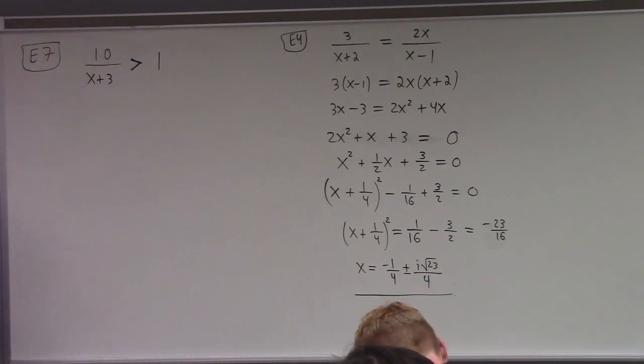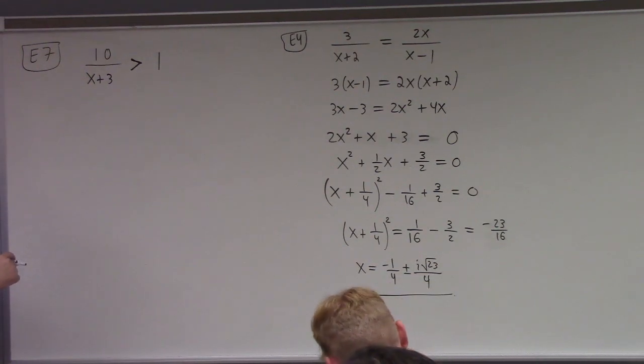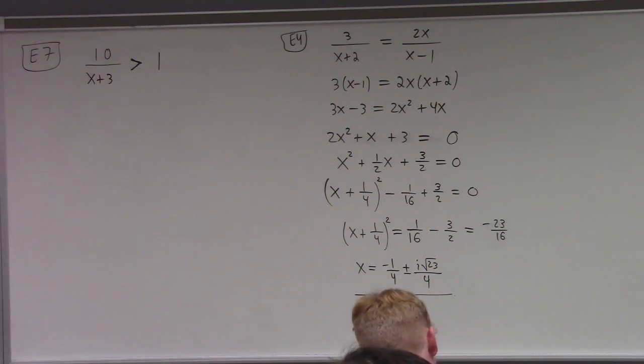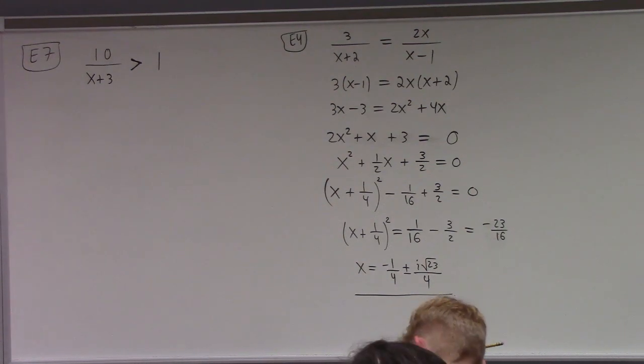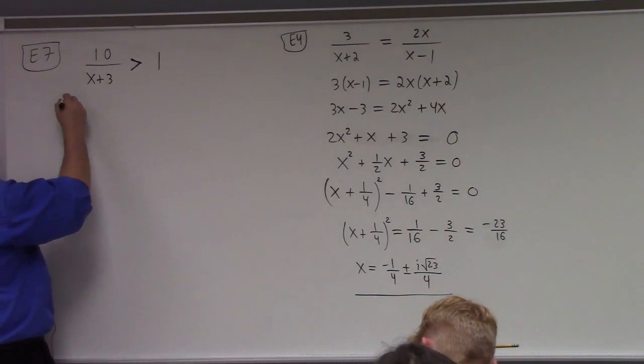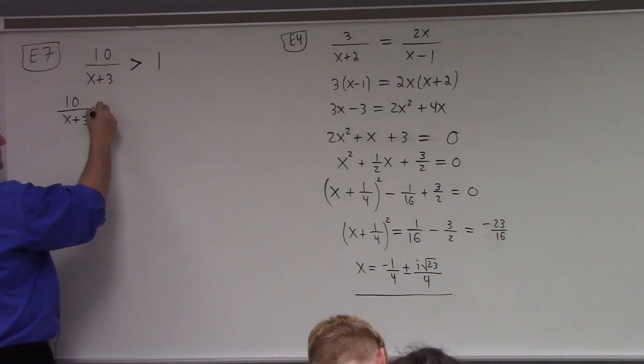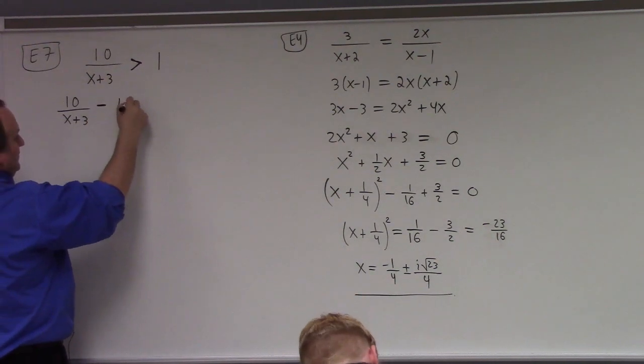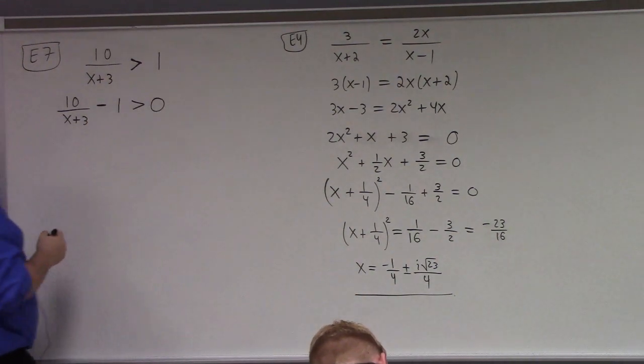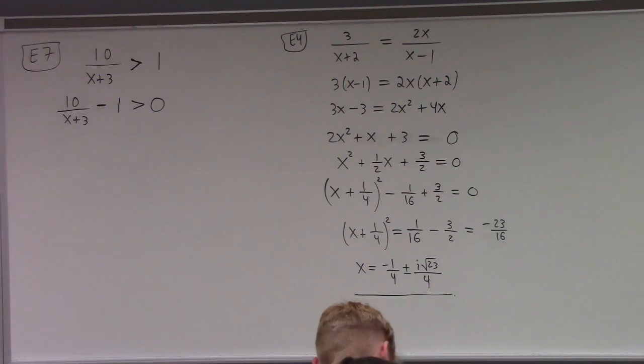Multiply by x plus 3. See, the danger in that would be that I don't know whether x plus 3 is positive or negative. So then I would descend into case-wise analysis, which I'm trying to avoid. So let me do something less exciting, which is to put everything on one side and make this a greater than 0 problem. So that's what we do.